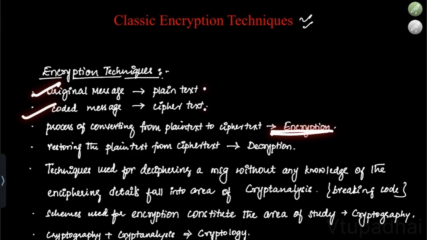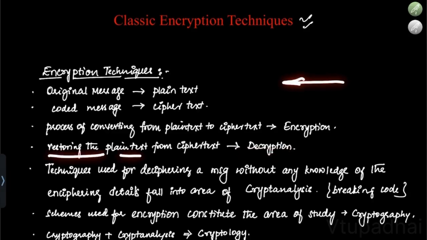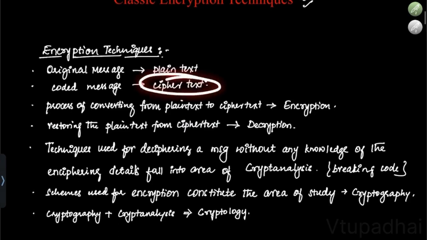Now let's look at the encryption definition. Encryption is the process of conversion from plain text to ciphertext using different algorithms or methods and different keys. Then we have decryption. Decryption is just the opposite of encryption, that is, restoring the plain text from the ciphertext. Ciphertext is the term which we'll be using in the upcoming videos. It is not called the encoded message; it's called cipher or ciphertext.